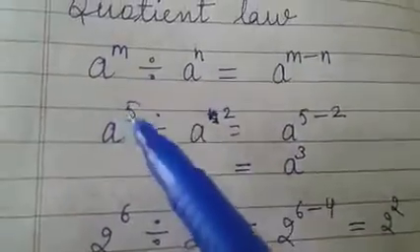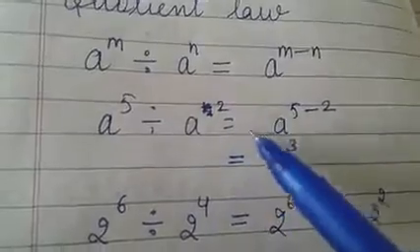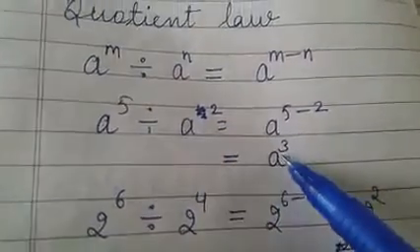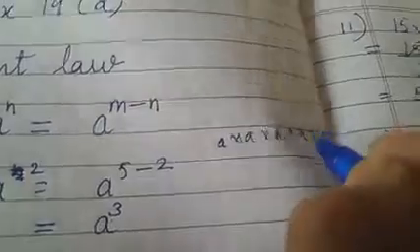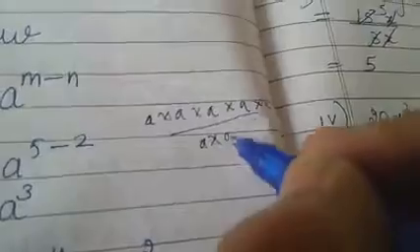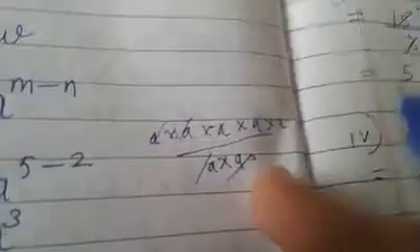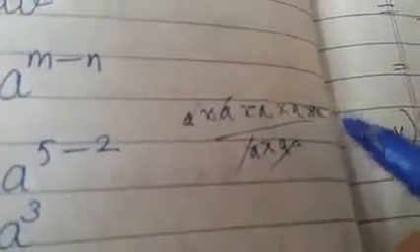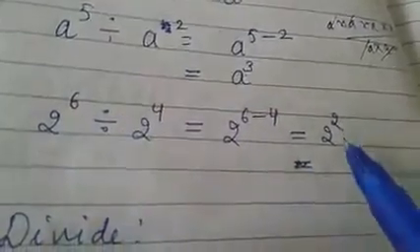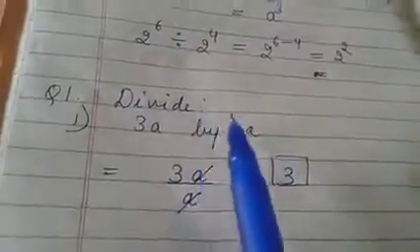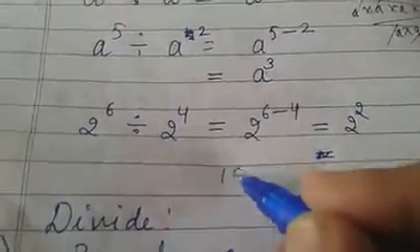So for example, you can see a raised to 5 divided by a square is equal to a raised to 5 minus 2, a cube. How is it actually? a raised to 5 means a multiplied 5 times, and divided by a square means a multiplied by a. So a with a gets cancelled. What is left? 3 a's are left. You can see here 1, 2 and 3. So a cube I can write directly. This is the other example, 6 minus 4, 2. Okay. So let's see question number 1, divide, exercise 19D.